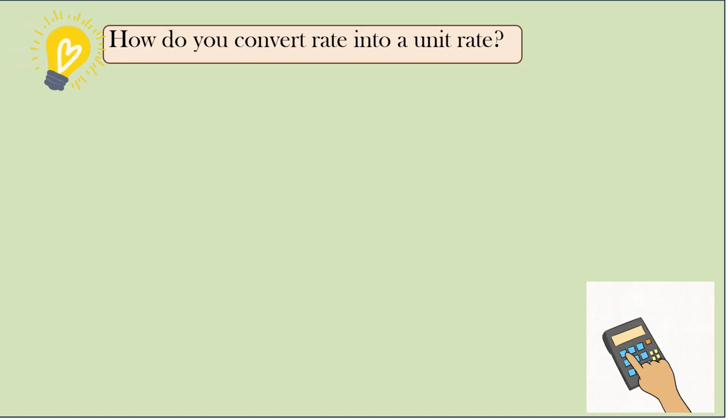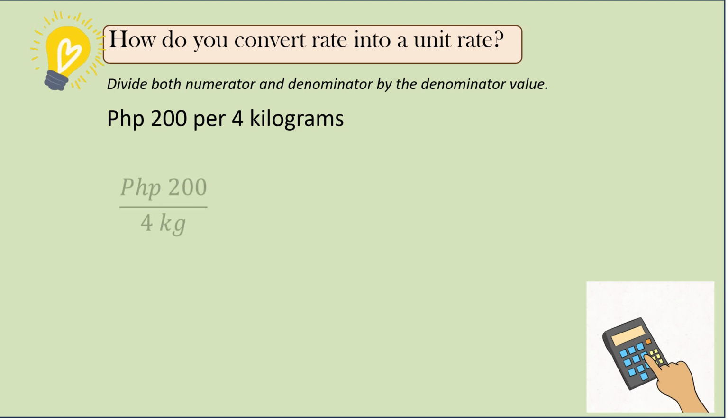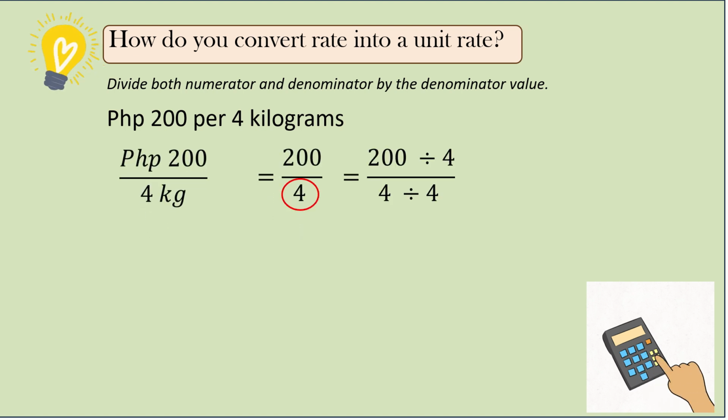How do you convert a rate into a unit rate? First, divide both the numerator and denominator by the denominator value. For example, 200 pesos per 4 kilograms. Write it as a fraction, 200 over 4. Since the denominator value is 4, we divide the numerator and denominator by 4. Then we have 50 over 1.